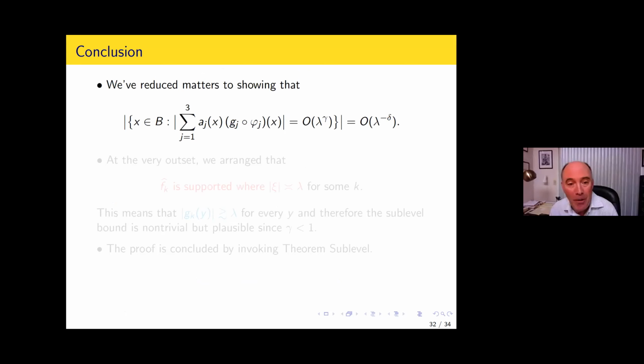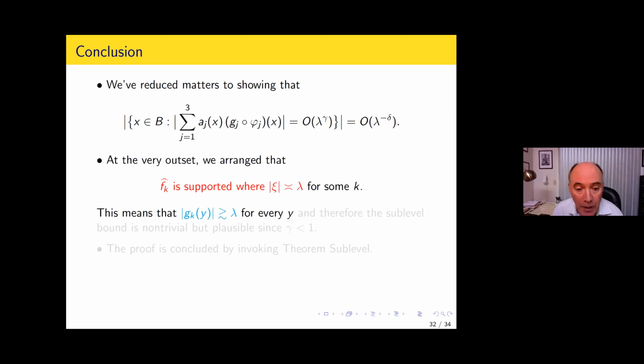All right. So here I've just rewritten the definition of the sublevel set that we have. We want the measure of that sublevel set to be controlled by a negative power of the parameter lambda. And I'm reminding you that at the very outset, we arranged that at least one of my f's had a Fourier transform which is supported at high frequencies. That means that the g that was derived from it also is large.